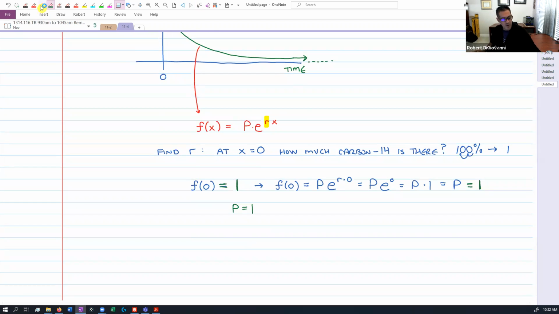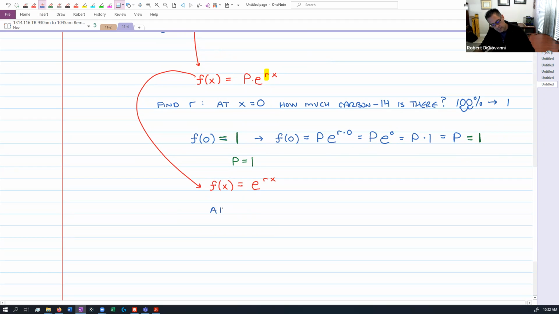So what does your function look like now? This function, I know that P is 1. So when I write the function, I know P is 1. So now the function looks like this, e to the Rx. I know this is confusing, but let me just continue.